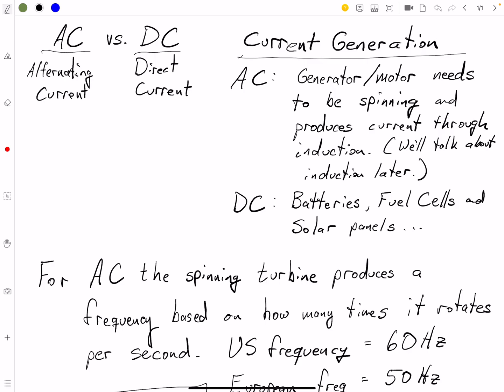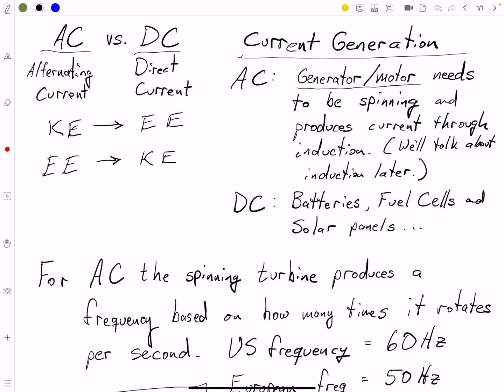Now, don't be afraid of induction. That's our friend, and we'll be talking more about induction later. So that would be an electric motor running in reverse. So a generator and a motor are essentially the same thing. One takes kinetic energy and transforms it into electrical energy, and a motor takes the electric energy and transforms it into kinetic energy.